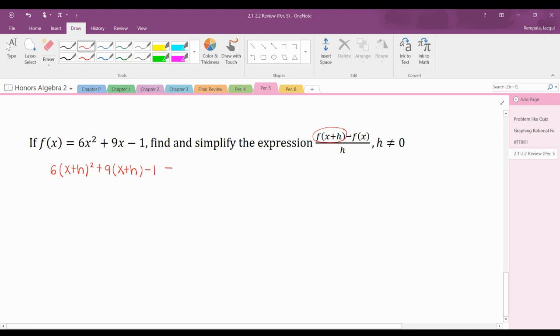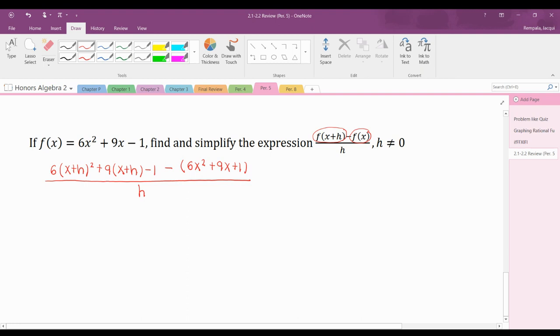Now I want to move on to the second half. So I want to subtract, but I want to subtract that whole function f of x. Well, the whole function is this trinomial of 6x squared plus 9x minus 1. So I have that all in parentheses. So I make sure I do not multiply, but subtract everything. This is all over h.